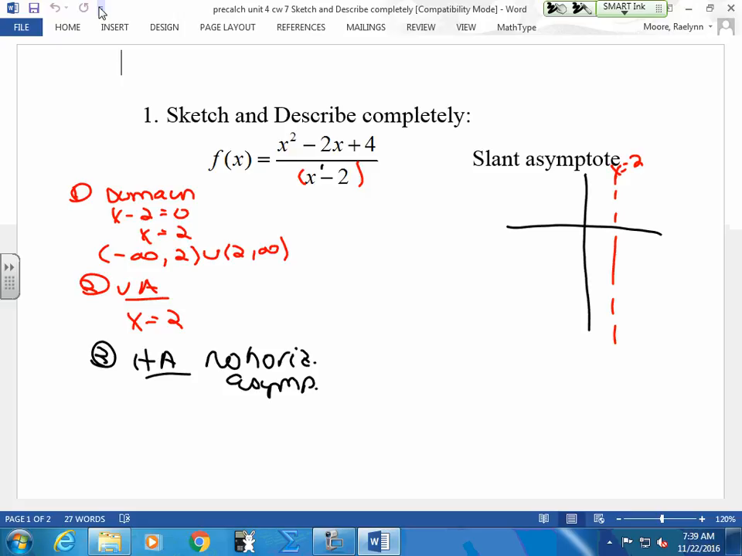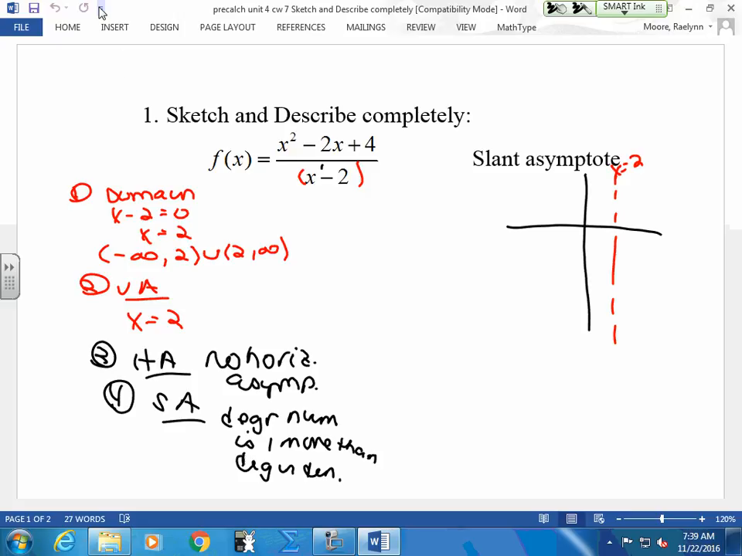Then we check, and we say if the degree in the numerator is exactly 1 more than the degree in the denominator, now we have a slant. I just abbreviated it SA, slant asymptote. Asymptote's a long word. This is when the degree in the numerator is exactly 1 more than the degree in the denominator. 2, 1.